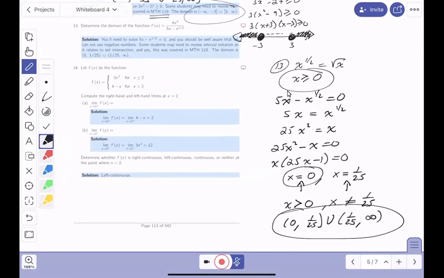I'm going to look at the key, see if we got it right. Someone says, why do you need to do that? It's not me needing to do that. You need to do that. And it's right over here. All right, that's the domain of the problem.